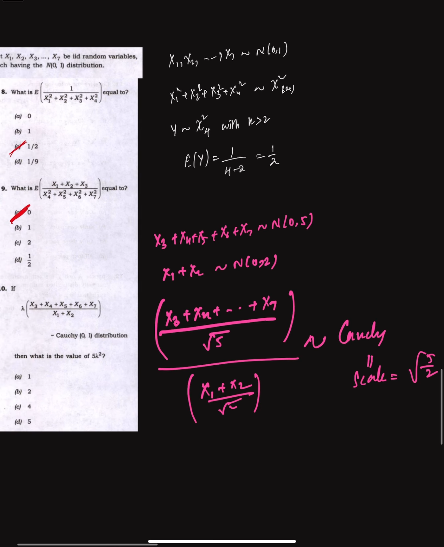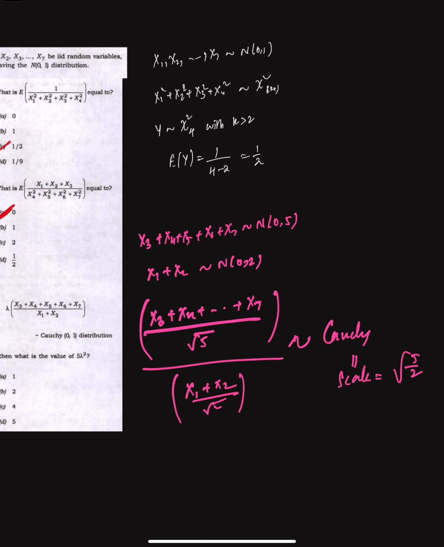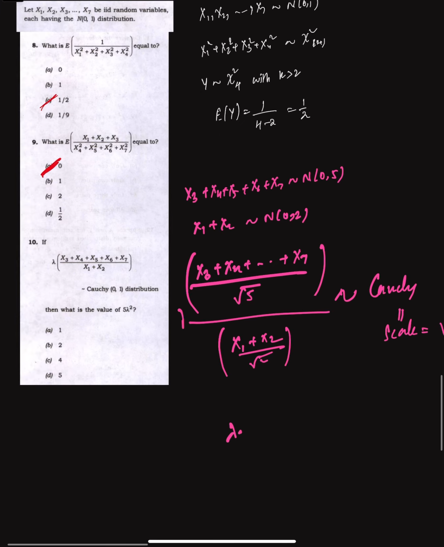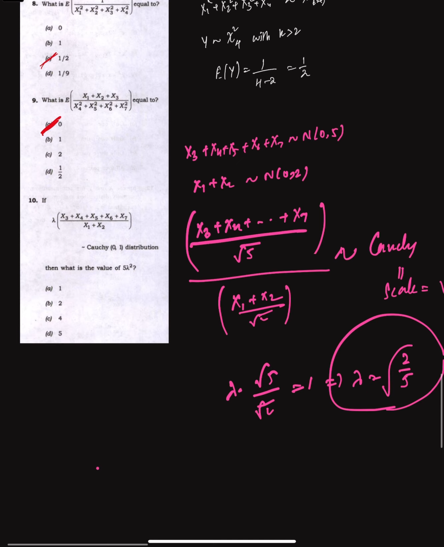Now in order to make this standard Cauchy 0, 1, we multiply by some lambda. So lambda into square root of 5 by square root of 2 must be 1. So lambda will be square root of 2 by 5. That means lambda square will just be 2 by 5, so 5 lambda square will be 2. Therefore, 2 will be the answer for this.